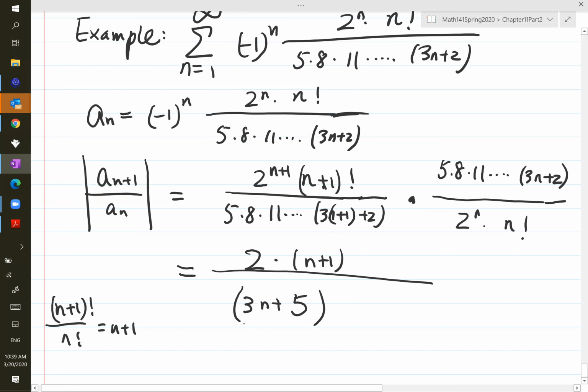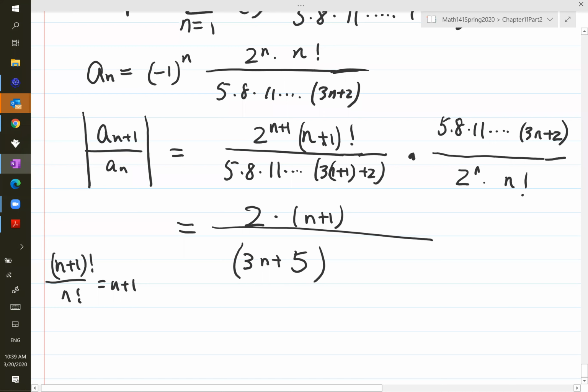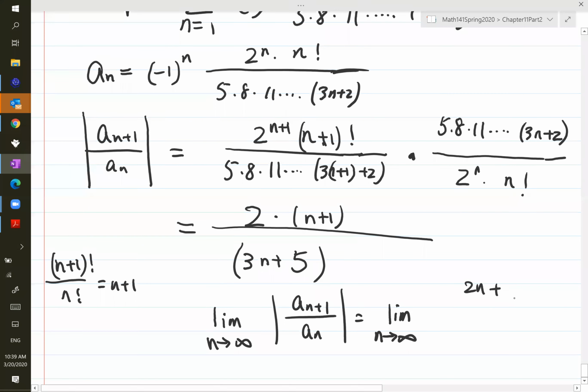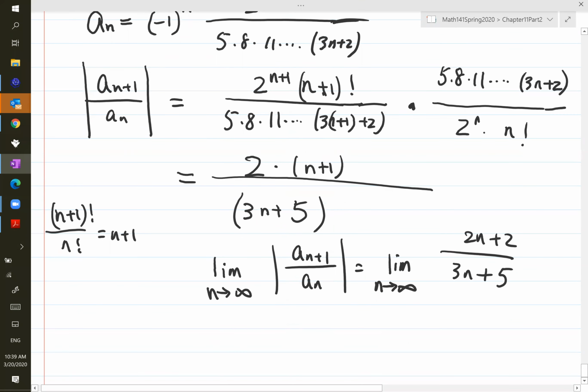Okay, so you see, finally we check the limit of this ratio. The limit as n goes to infinity of a_{n+1} over a_n, so this will be the limit as n goes to infinity of (2n+2) over (3n+5). By L'Hopital's rule, we take a derivative and we get 2 over 3, which is less than 1.